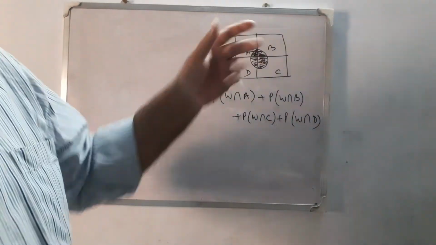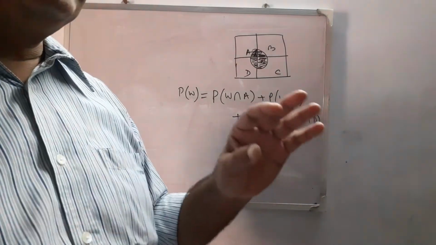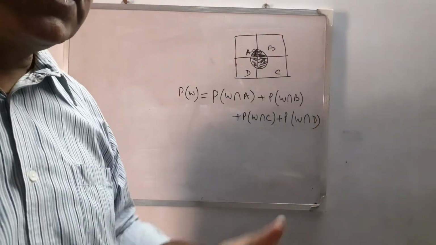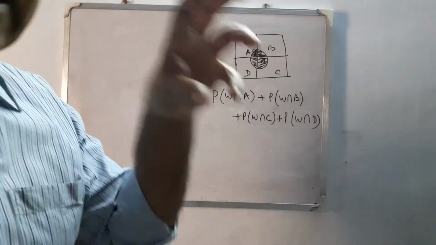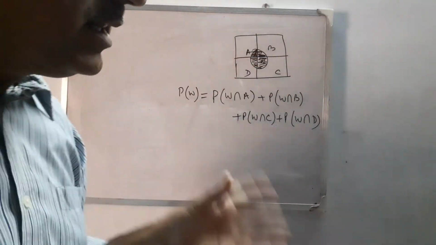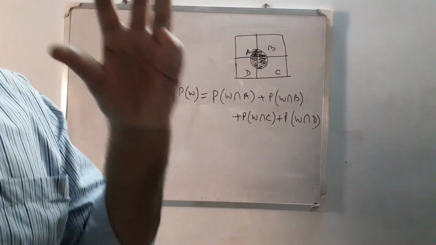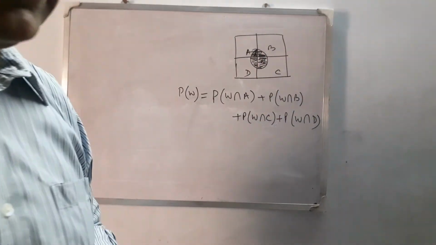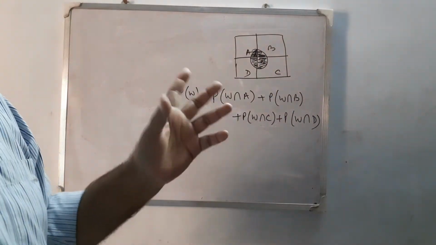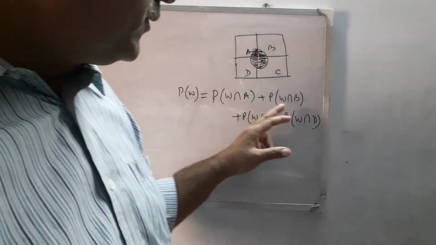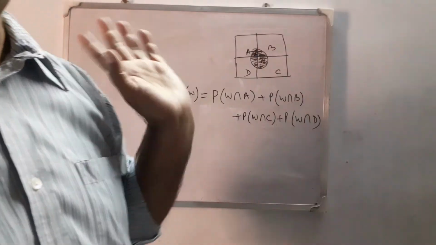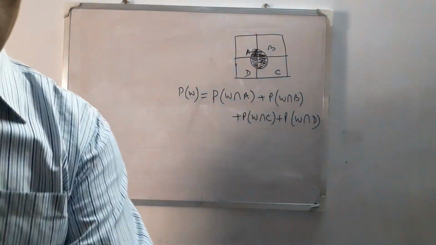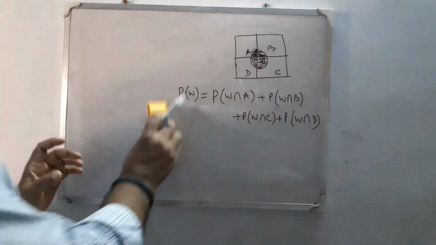This thing we have explained for 4 events. But there may be 40 events, 400 events, 4 lakh events. For all the events, if there is an event which occurs with all these events, you have to find the probability of that particular event. Then in that case, you have to add the probabilities of intersection of that event with all the other events. Now, let us take a problem on it.